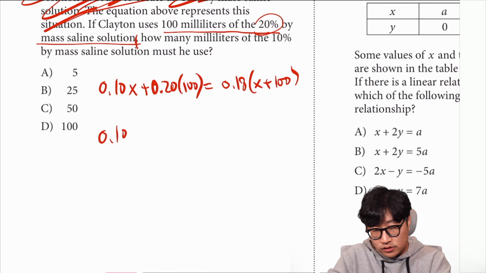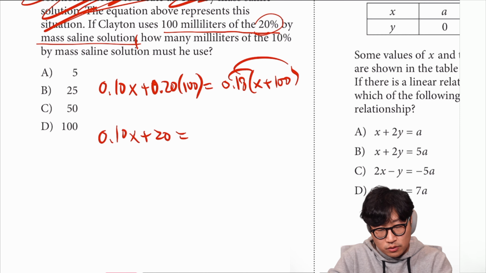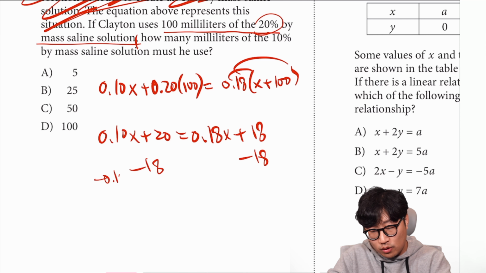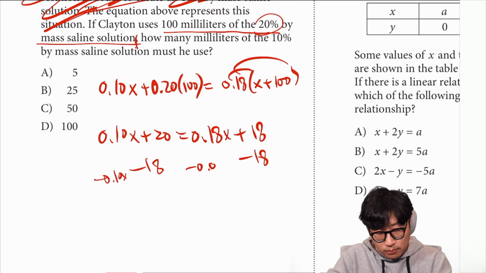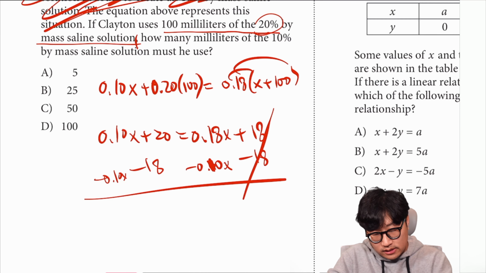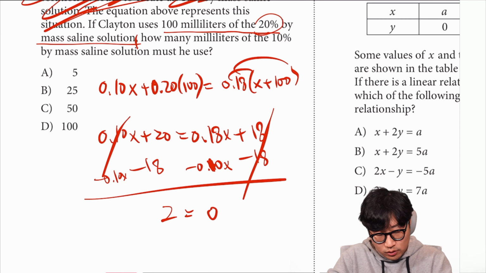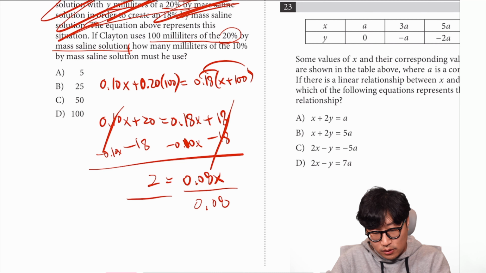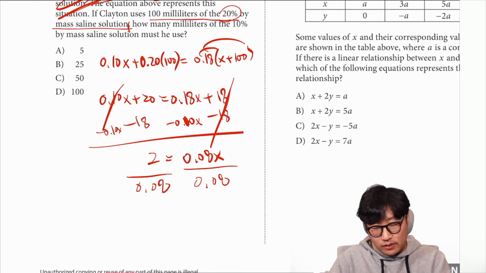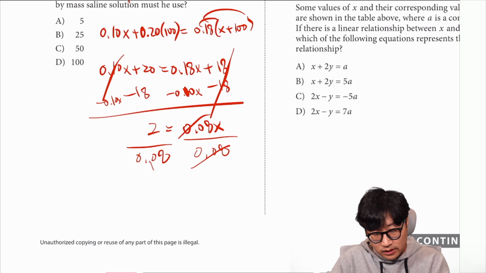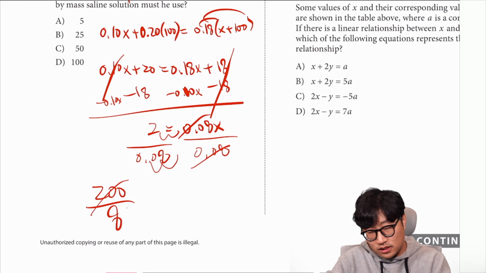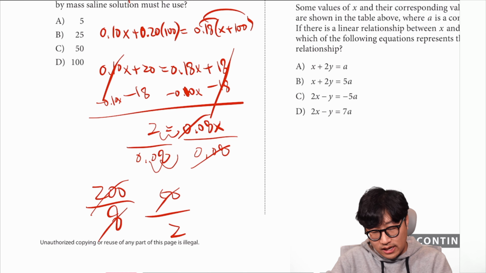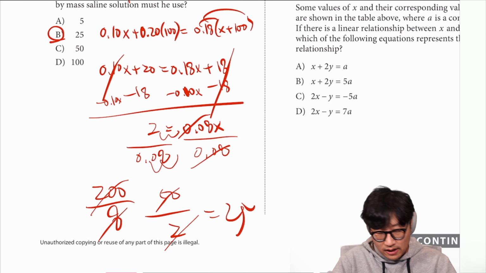0.10x plus 20 is equal to, when you distribute, 0.18x plus 18. Subtract 18 on both sides, subtract 0.10x on both sides, and then you should get 2 is equal to 0.08x. So go ahead and divide by 0.08 on both sides. You can punch that into your calculator, but for me, I'm just like push 2, so that'll be 200 divided by 8. If you cancel by the 4s, that'll be 50 over 2. And cancel again, that'll be 25. So there it is, 25.